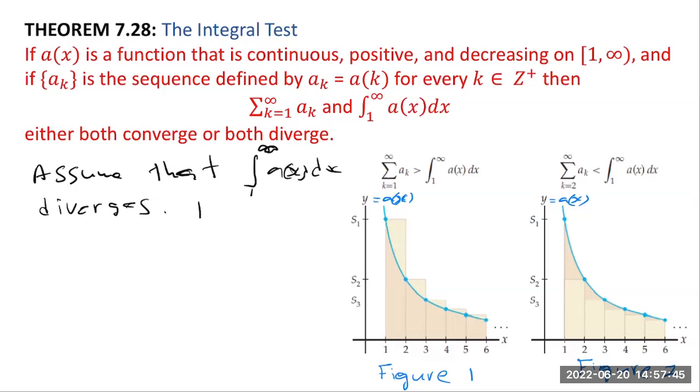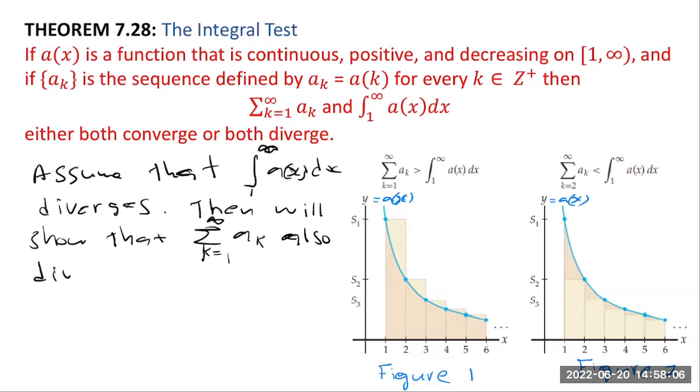Then we will show that the series also diverges. Then we will show that the corresponding series, k goes from 1 to infinity, a_k, also diverges. How do you show that? Well, it's the geometry. This is a geometric proof. Okay, this is not a formal proof.